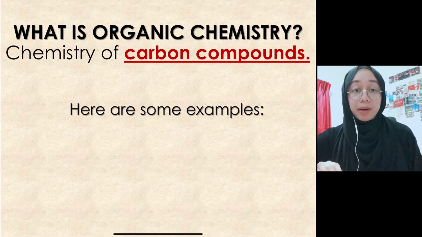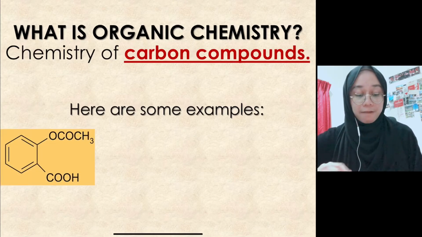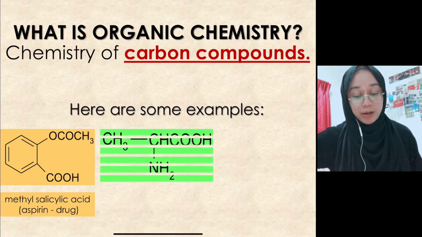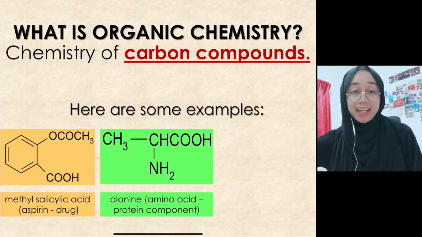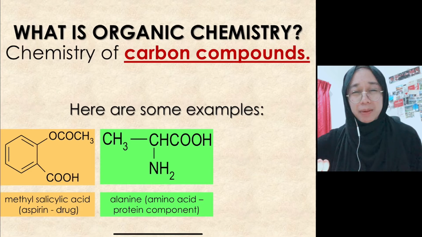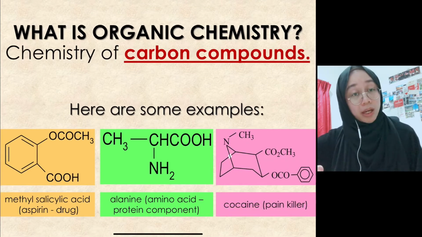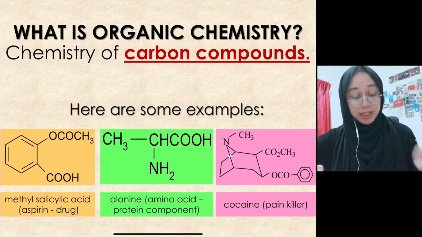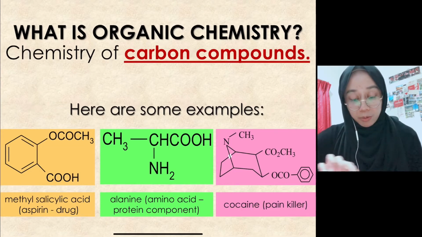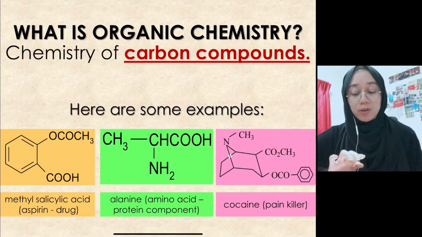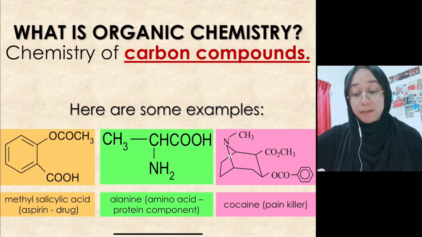So here are some examples. Okay, so we have aspirin, if I'm not mistaken, this one. Yes, methyl salicylic acid. And then we also have alanine. Alanine adalah amino acid. It is one of the protein components. So protein component ada banyak, and alanine ni adalah salah satu daripadanya. And then we also have cocaine, a painkiller. Okay, so as you can see, sebenarnya kalau kamu perhatikan carbon, semua ada hydrogen kan? So these are the examples of carbon compounds ataupun organic compounds.